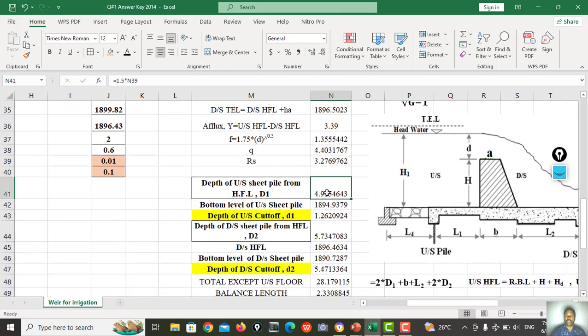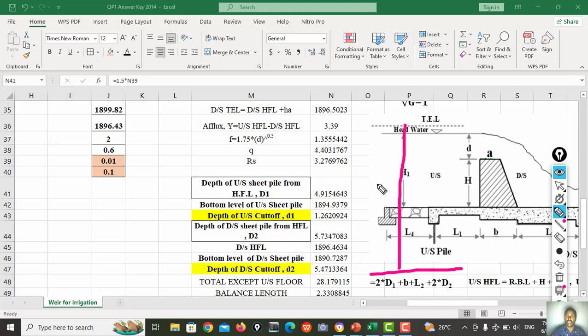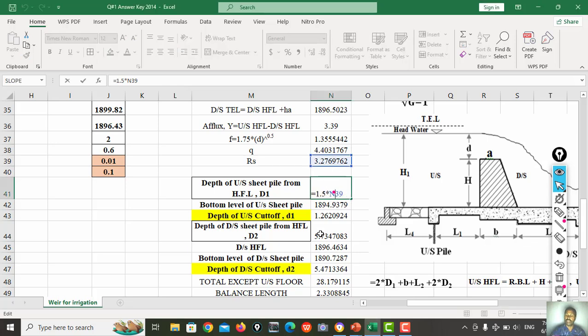Then you go with the same approach. The depth of the upstream sheet pile from the highest flood level, which is from upstream HFL up to the scour depth level, up to some level here from HFL. This is capital D1. So you can have this result. Then you have the depth of the upstream sheet pile from upstream HFL. You can see 1.5 times RS for upstream. You get this one.